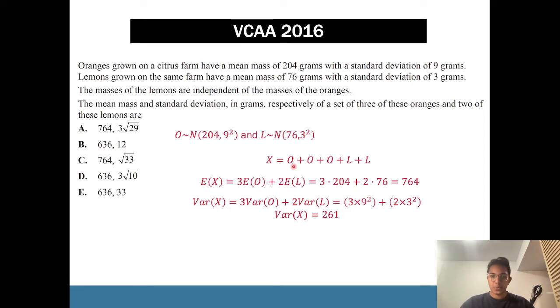Okay, the next thing we want to do is work out our variance. Since we have three separate O outcomes, we have to times our variance by 3 here. And since we have two separate L outcomes, we need to times our variance of L by 2. So we chuck this into our formula, and we get the variance of x is 261. But we want standard deviation, so we need to take the square root. So the square root is 3 root 29, and our answer ends up as A. Hopefully everyone found that one okay.